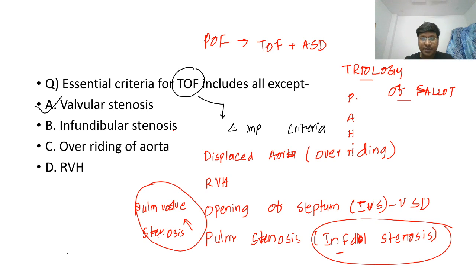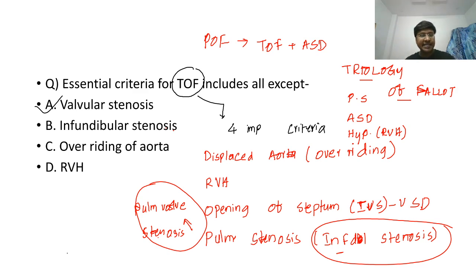P stands for pulmonary stenosis. A stands for atrial septal defect. H stands for hypertrophy. Which particular hypertrophy? Right ventricular hypertrophy. Okay. So this is your trilogy of Fallot. Right? Overriding will not be there. It is your pulmonary stenosis, ASD, as well as right ventricular hypertrophy. So remember that in the following manner.